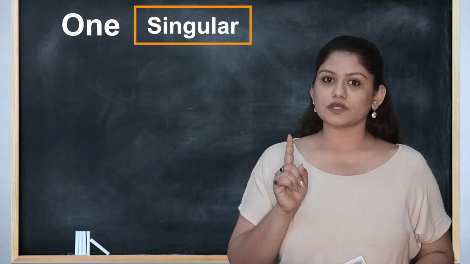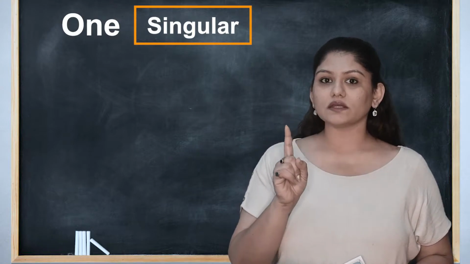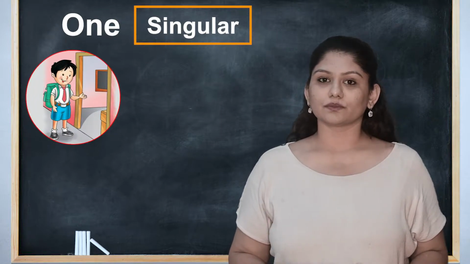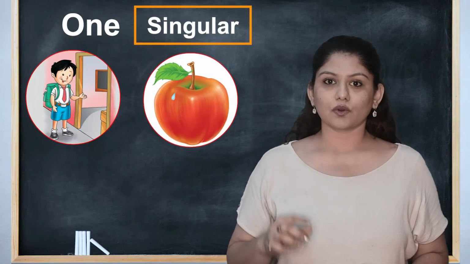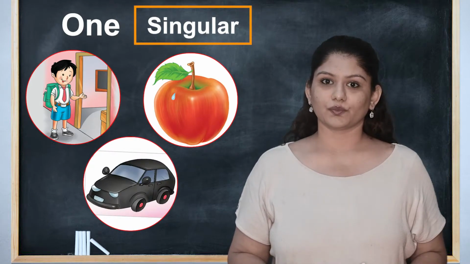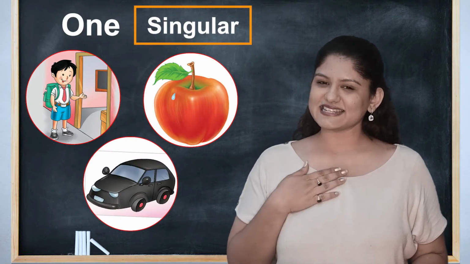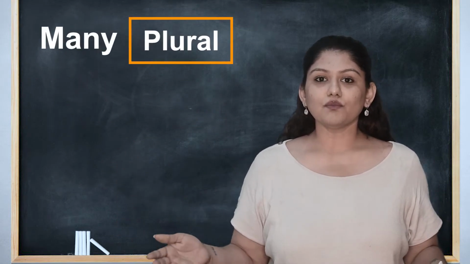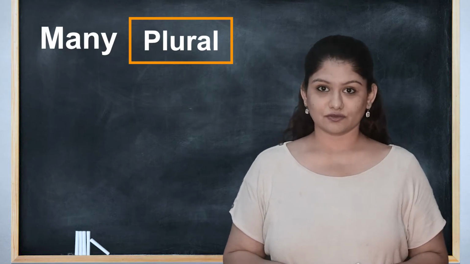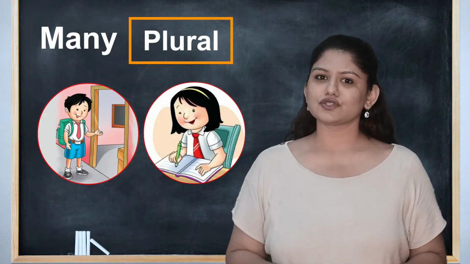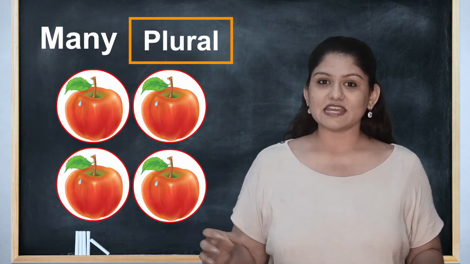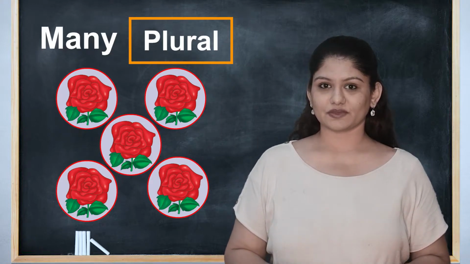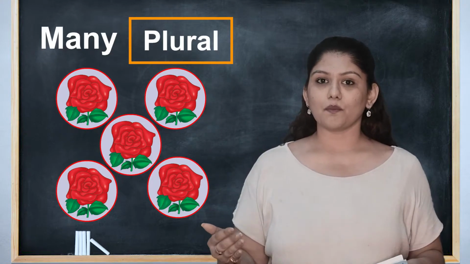One is when you have only one of something. For example, one student, one apple, one car, or one teacher. But many is when you have more than one of something. For example, 2 students, many apples, 5 flowers. So that means you have more than one.